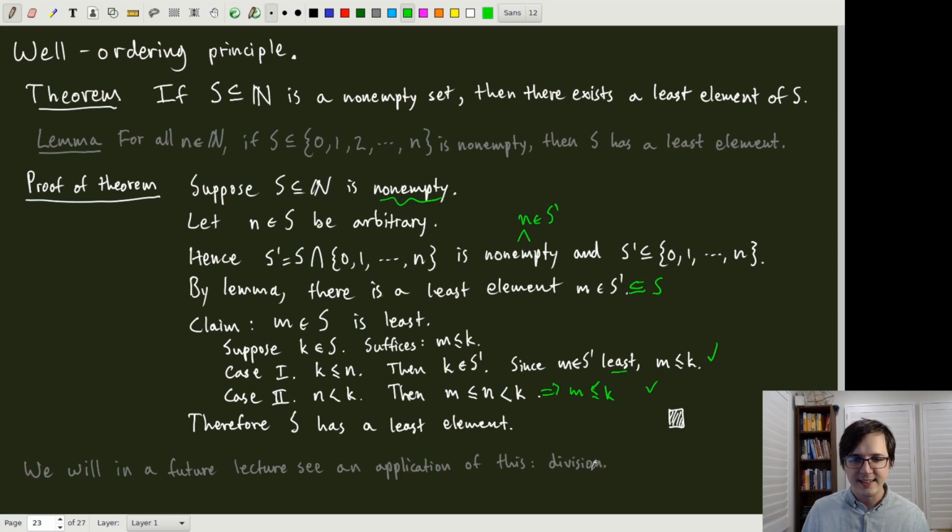So that's that. Both cases were handled, so M is in fact least for the set S, and so S has a least element, this M that we found. And that's well ordering. Well ordering is a very useful property, and it can be used for doing things like showing that division is something that we can define, which is a bit more awkward to show directly through induction. So that's why we have it.